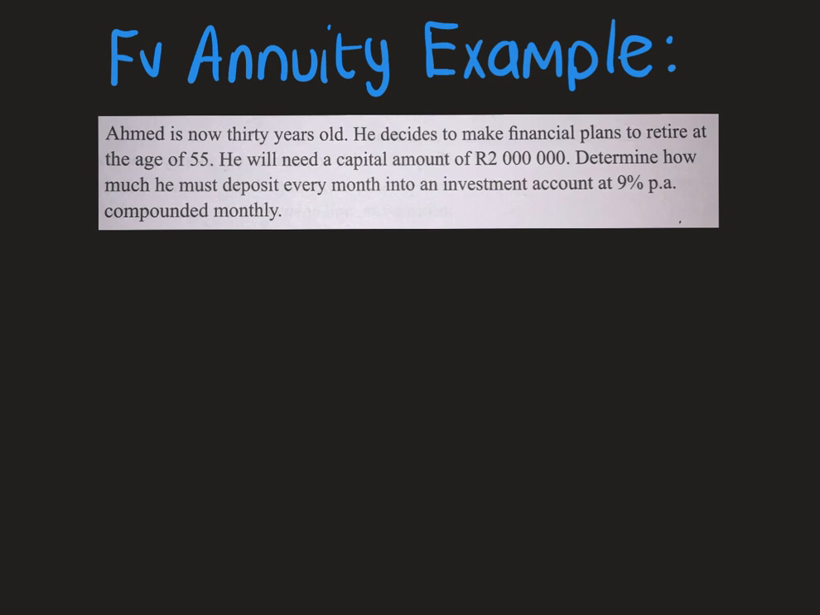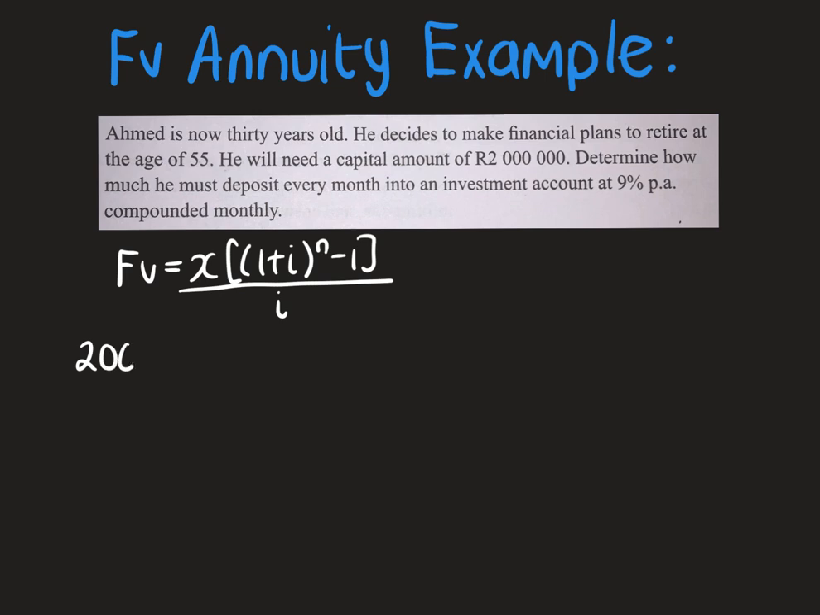So immediately I know this is a future value annuity formula example, because he's putting small amounts away so that in the future he has a big amount. So I first start off by writing my formula. In the future, how much am I wanting? I'm wanting 2 million, and I'm wanting to figure out how much I need to put away every month so that I have 2 million in the future.